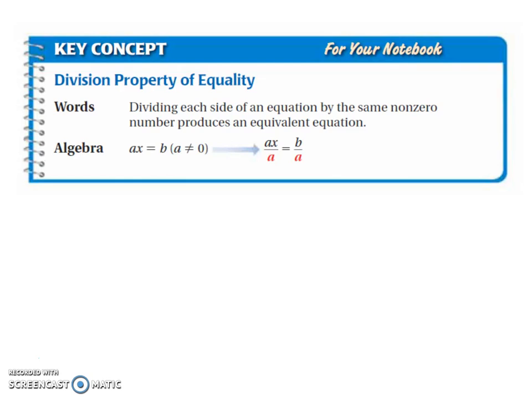Okay, so our first key concept for today is what we call the division property of equality. Essentially it just tells us that as long as we divide both sides of an equation by the same number, we're going to produce an equivalent equation. And that idea that this equation is balanced, so as long as we do the same thing to both sides, we will keep it balanced. That's the whole idea here, right? We want to keep the equation balanced.